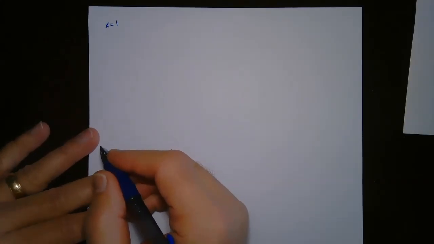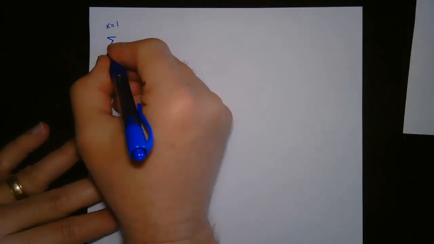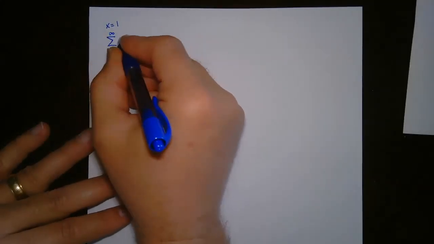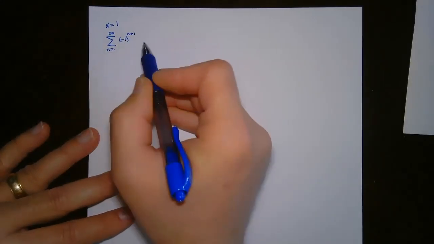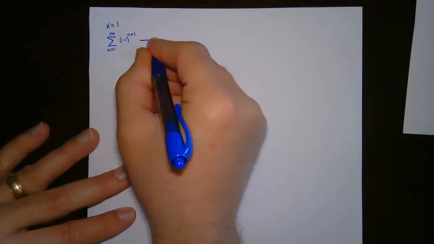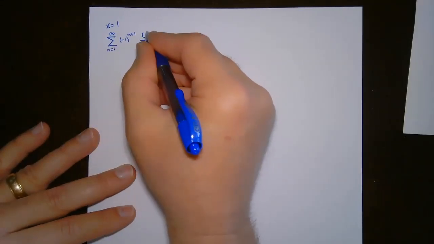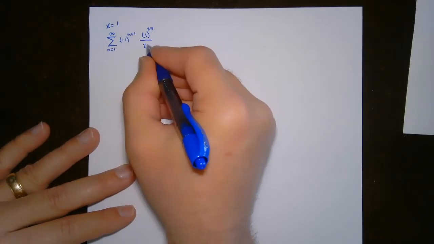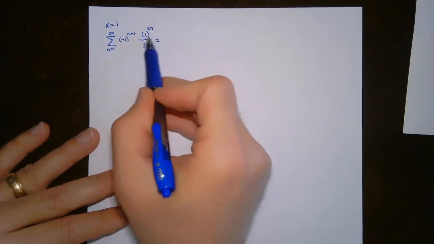All right. So that means our series becomes sigma n equals 1 to infinity. We still have that negative 1 raised to the n plus 1 power. And then we have our fraction, right? And our fraction was x to the 2n, but our x is 1. So it's going to be 1 to the 2n power over 2n. Okay. Now, what's 1 to the 2n? Well, this is just going to be 1, right?